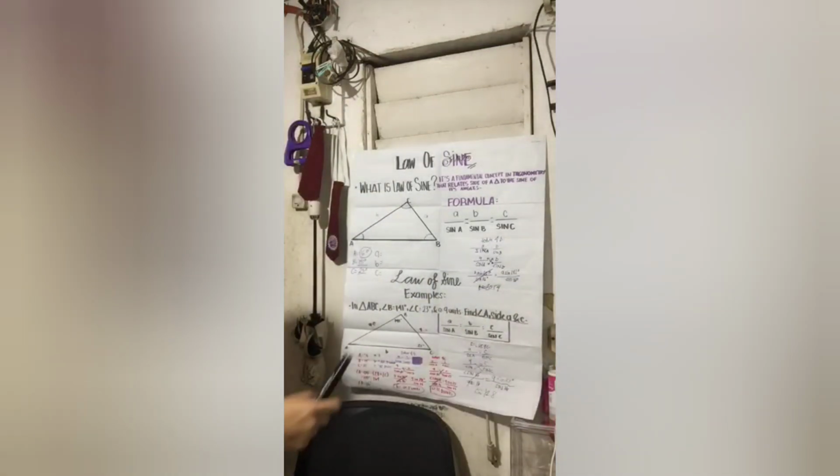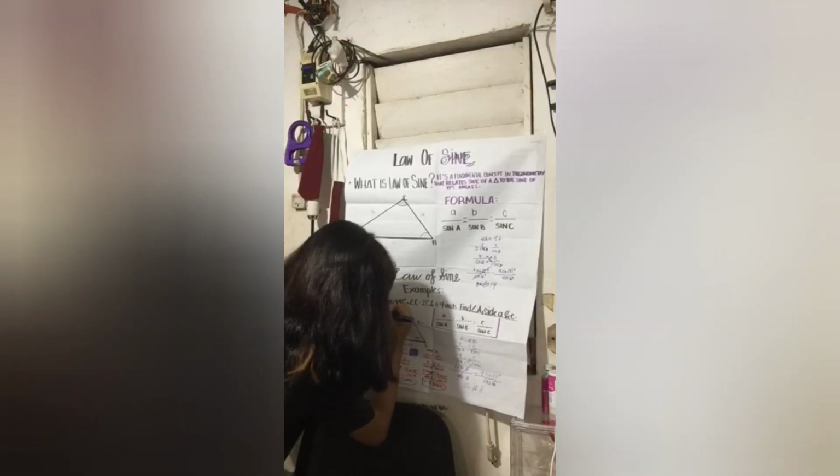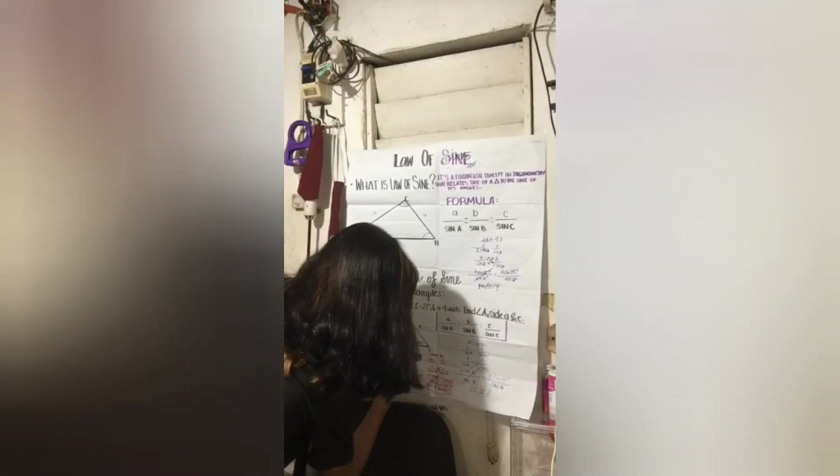So for now, we're done solving everything. Let's put it to our triangle. For side C, our side C is 12.18 units. And for our side B is 20.54 units. And for our angle A is 16.